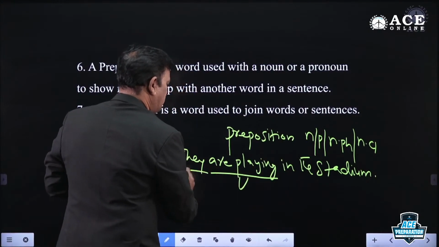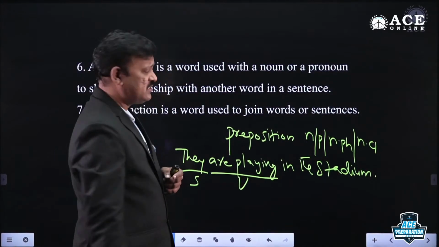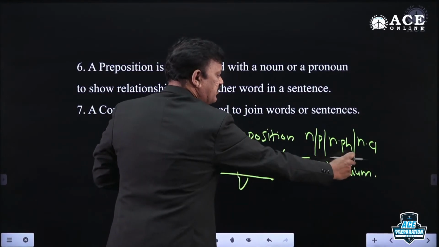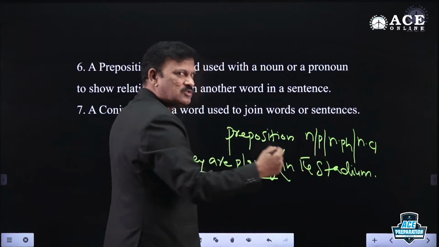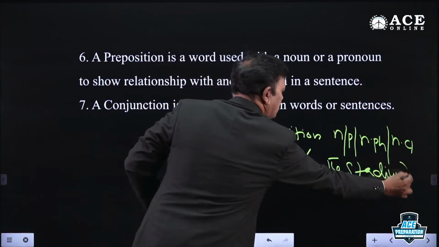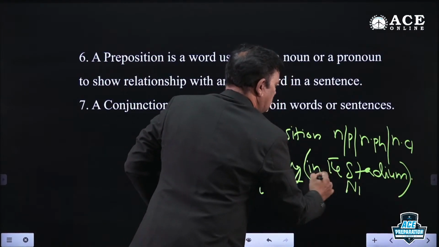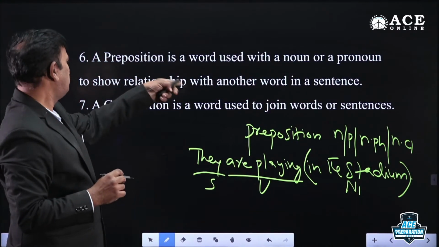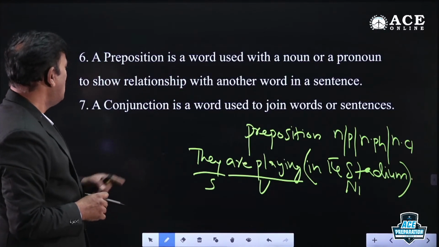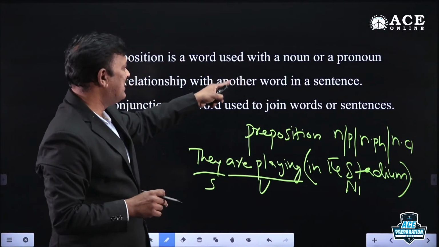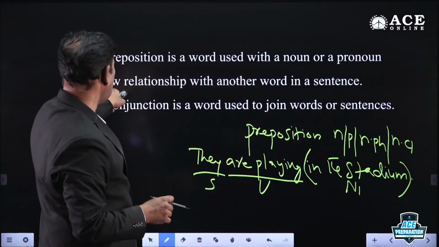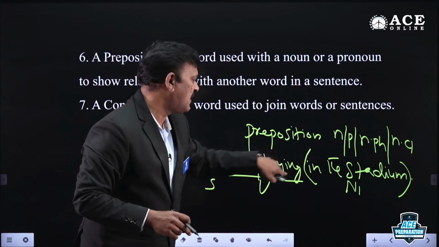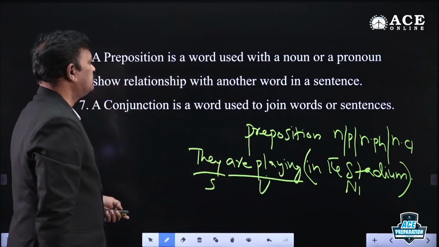Obviously, I'll start from the verb. Where is the preposition? Here, the stadium, group of words used as a noun. So, obviously, noun phrase. So, this is prepositional phrase. This is what this definition is all about. Preposition is a word used with a noun or a pronoun to show relationship with another word in a sentence. It is giving relationship to this verb. Fine.